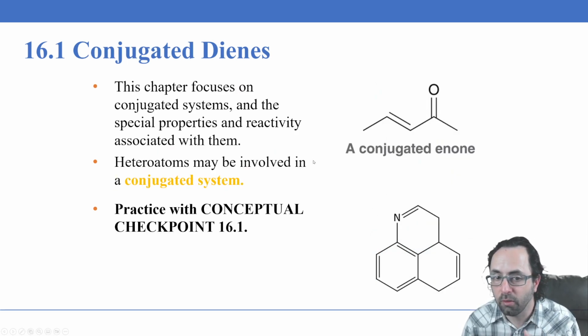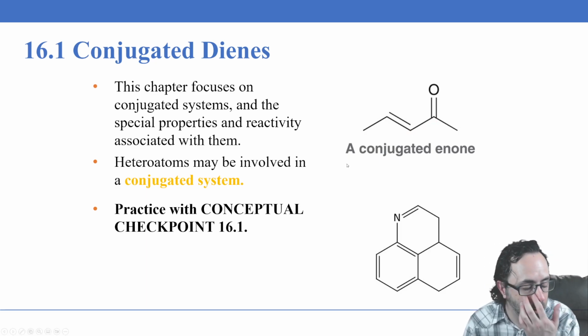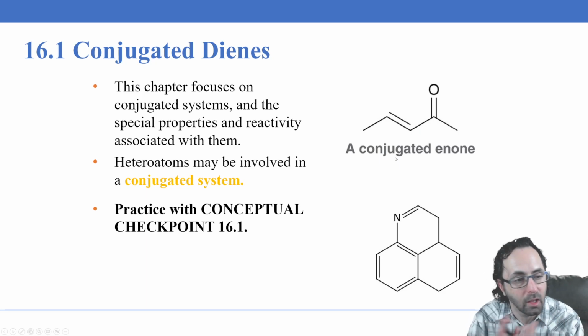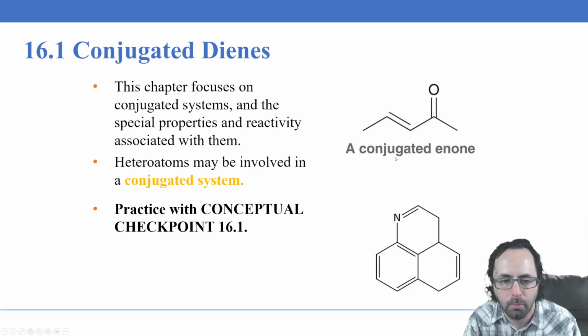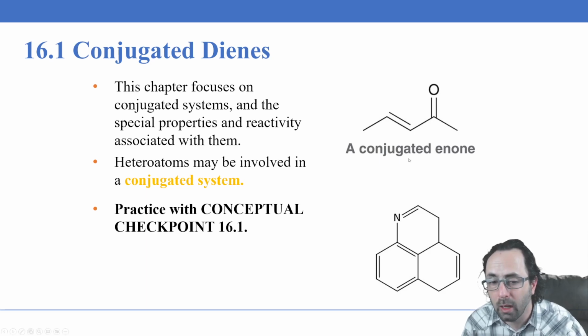So this chapter is going to focus on conjugated systems. When you have two double bonds separated by a single bond, you'll have a conjugated system where the p orbitals can have sideways overlap all the way through that region. There can be heteroatoms involved. Heteroatoms meaning atoms that are not carbon or hydrogen. That's like oxygen, nitrogen, sulfur, whatever.